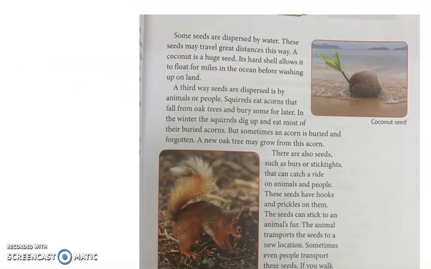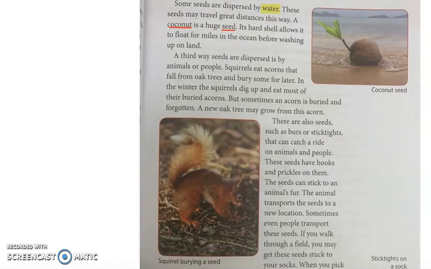Let's move down. Some seeds are dispersed by water. So another example is by water. These seeds may travel great distances this way. A coconut is a huge seed. This is a coconut seed. Its hard shell allows it to float for miles in the ocean before washing up on land. So one example is coconut seed. And a third way seeds are dispersed is by animals or people.